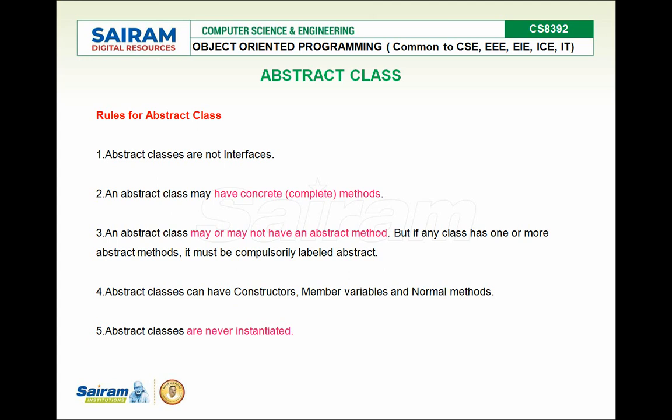What all we have seen will be summarized here. Abstract classes are not interfaces, because in an interface there is no implementation. But in an abstract class, I can have normal methods, right? So for a normal method, I can have the implementation, the definition. An abstract class may have concrete, meaning complete, normal methods. An abstract class may or may not have an abstract method. If it has at least one abstract method, it must be declared as an abstract class.